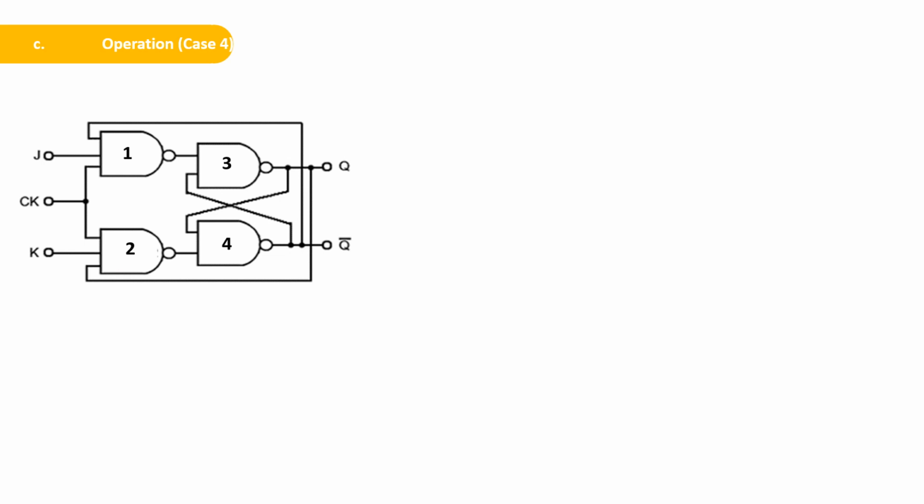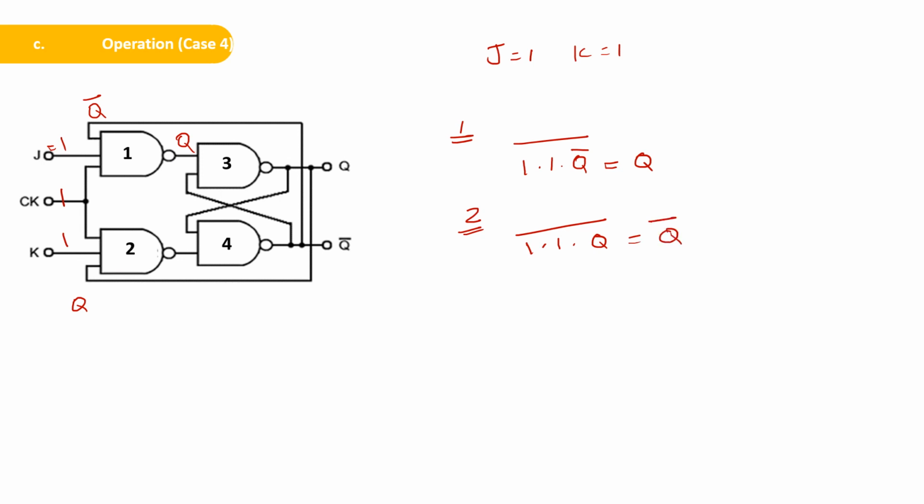Next state is J equal to 1 and K equal to 1. So J is equal to 1, K is equal to 1, clock should be 1. This is Q bar and this is Q. If you take NAND gate 1, the inputs are 1, 1 and Q complement, so the output of NAND gate 1 will be Q. Similarly, if you take NAND gate 2, the inputs are 1, 1 and Q, so the output will be Q complement.